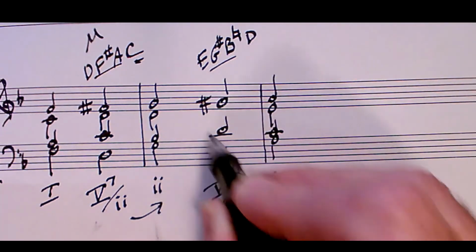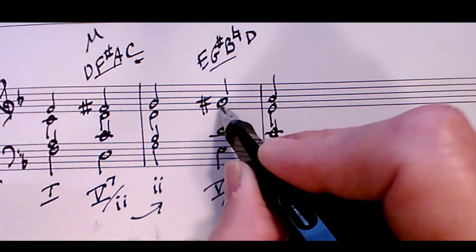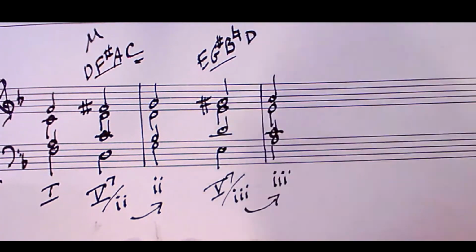Now, I actually don't have a really good place for the B, so I'll leave it out. I can leave out the 5th. I don't need to worry about the B natural. Instead, I'll double the bass pitch, E.